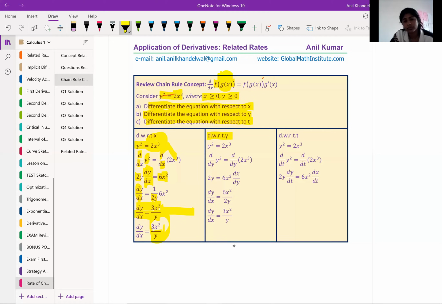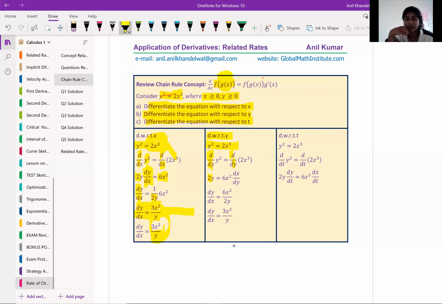Now we are differentiating with respect to y. So we'll do it on both sides of the same equation, y squared equals 2x cubed. d/dy of the function on the left, which is y squared, correct? And d/dy of the function on the right side is 2x cubed. Since you're differentiating y squared with respect to y, the derivative will be 2y. That is the end of the chain. We are differentiating with respect to y itself, so it is 2y. Got it?